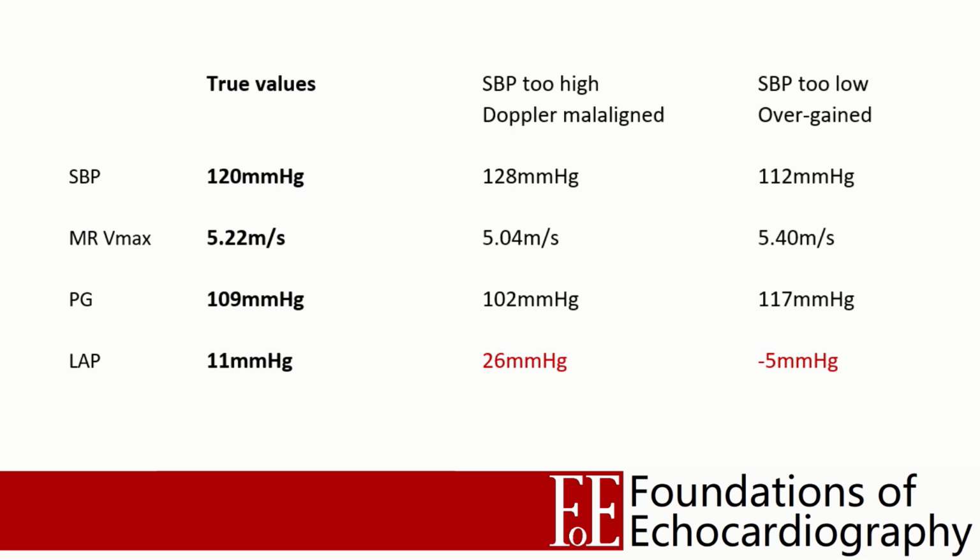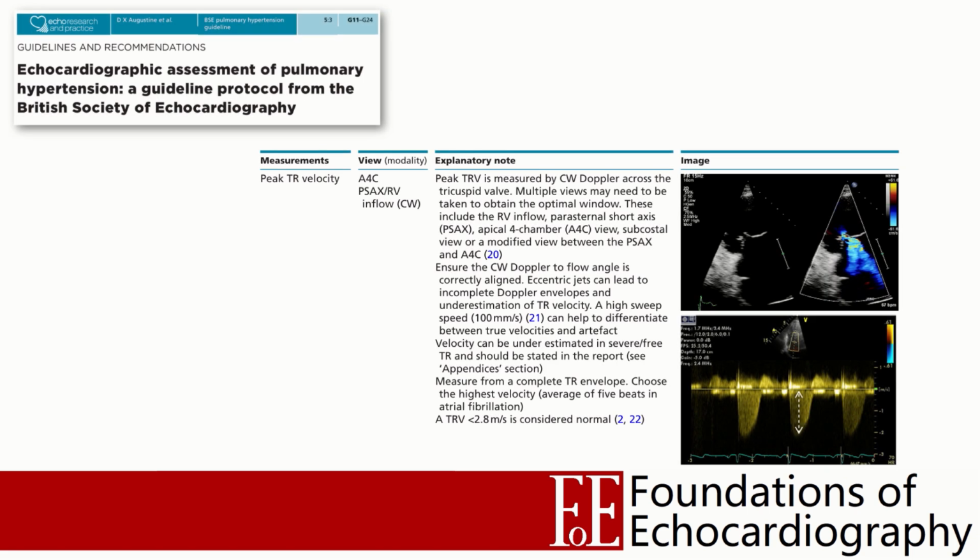So, an attractive idea that falls down in practice, at least in my hands it always does, and it doesn't feature in the guidelines. Using TRV max to draw conclusions about the pulmonary systolic blood pressure does feature in the pulmonary hypertension guidelines, but this technique is complicated by a similar set of pitfalls.